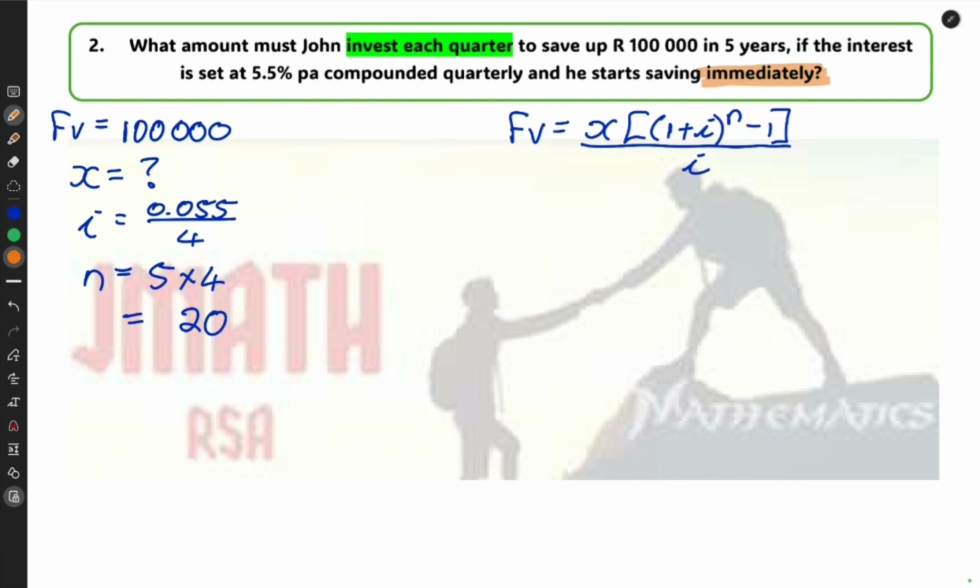Okay, so that sounds very complicated. The only thing you need to know is if you see the word immediately, please plus 1 to your N value. So N is actually 21 in this case. Whenever you see he started immediately, you plus the 1. Okay, let's fill in.